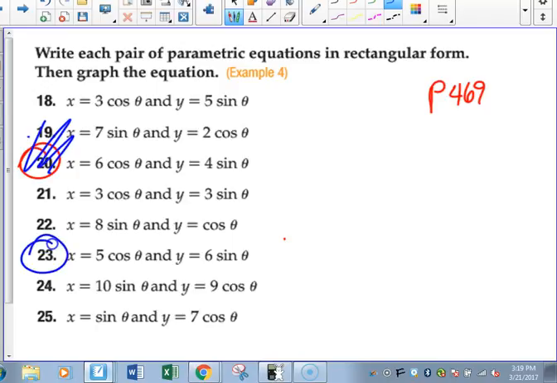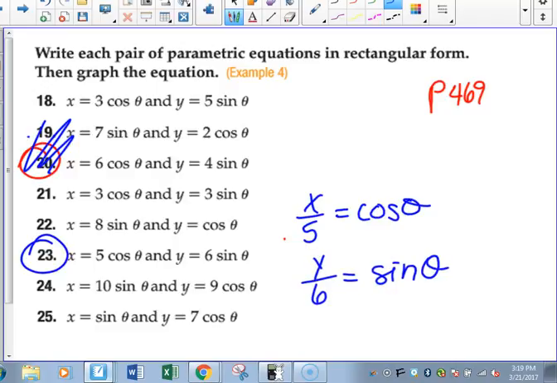I'll pick this one. How are we going to do number 23? It is magic. Do you remember what magic we used to eliminate the t on that? Or the theta in this case? Yes, we did x over 5 equals cosine of theta, and y over 6 equals sine of theta, and then we magically decided to do what?